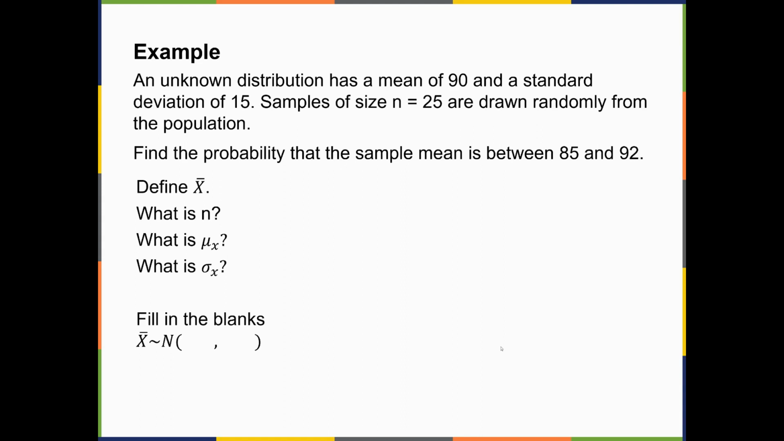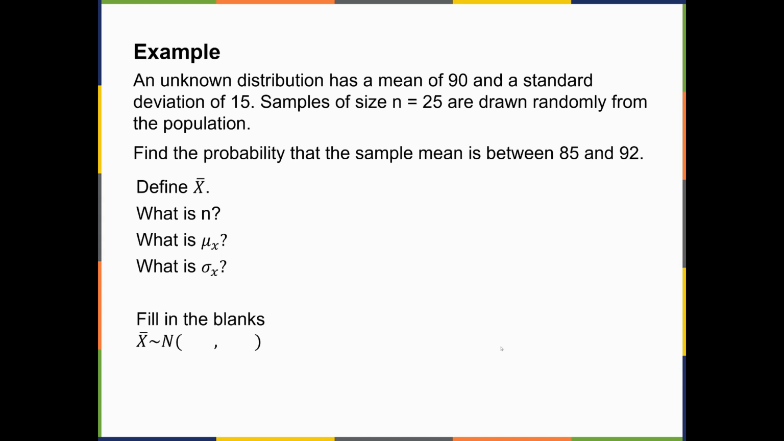Let's say we have an unknown distribution with a mean of 90 and a standard deviation of 15. From this distribution, we're going to draw samples of size n and calculate the mean. Okay? So we do size n, calculate the mean. Let's find the probability that the sample mean is between 85 and 92. So the mean is going to be between 85 and 92.